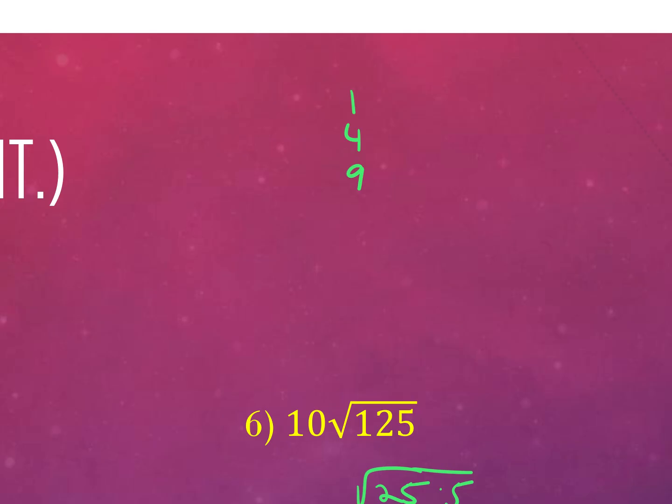9, what's the next one? 4 times 4? 16, what's the next one? 25, what's the next one? 36, what's the next one? 49, what's the next one? What's the next one? And the next one? 100. Okay, so most people know 1 through 10.